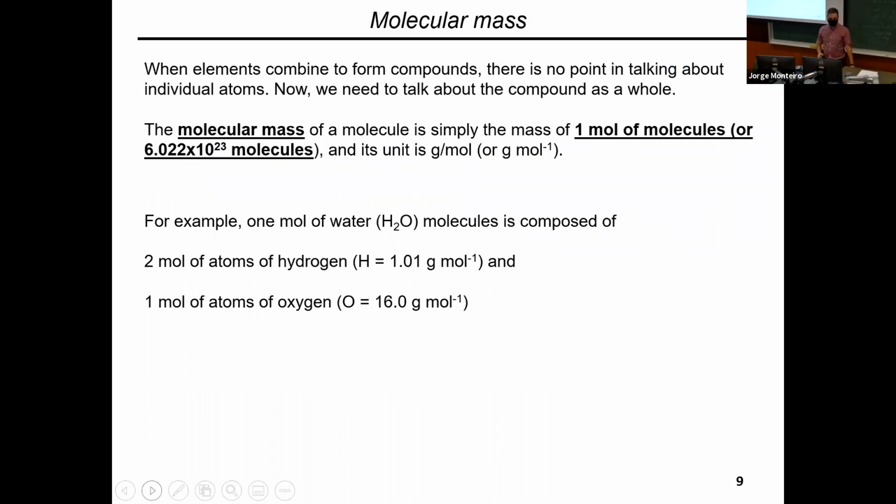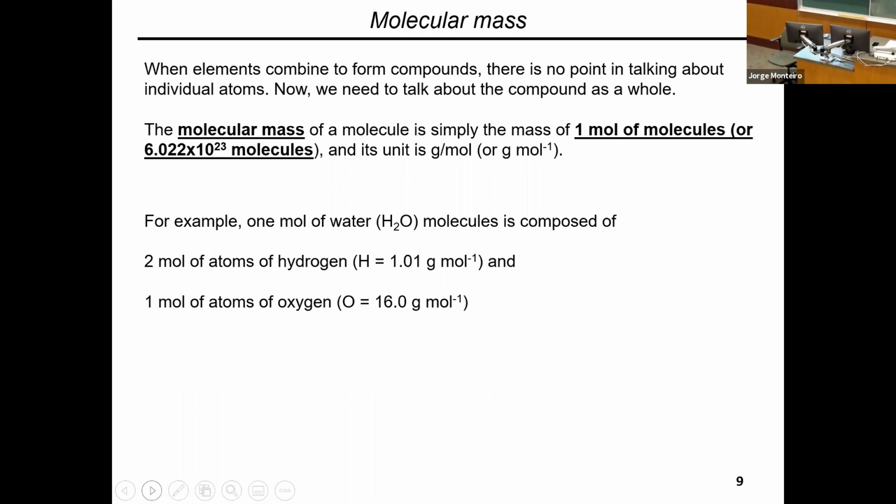All right. Okay. So we talked about molar mass of an element. Now let's move on to a more complex system. Let's talk about molecular mass.